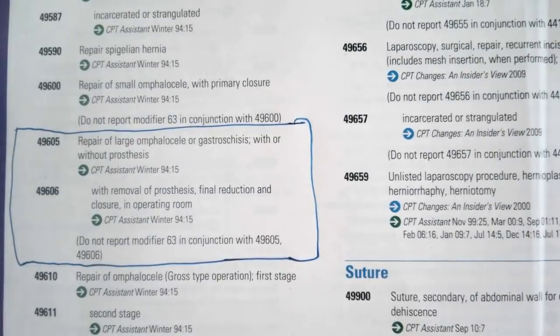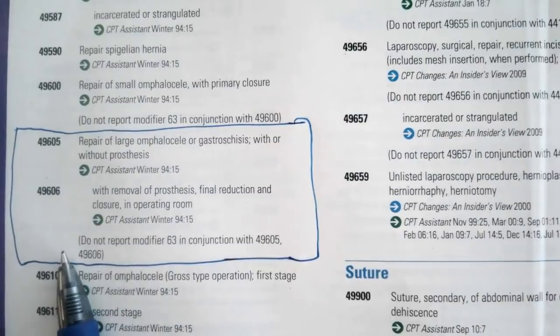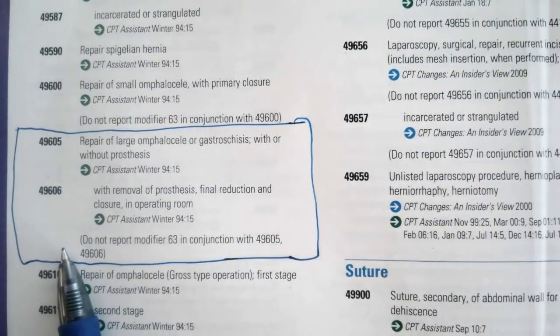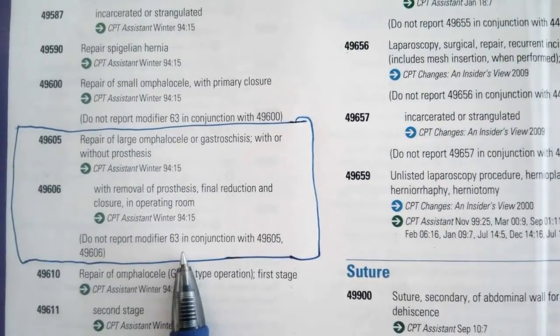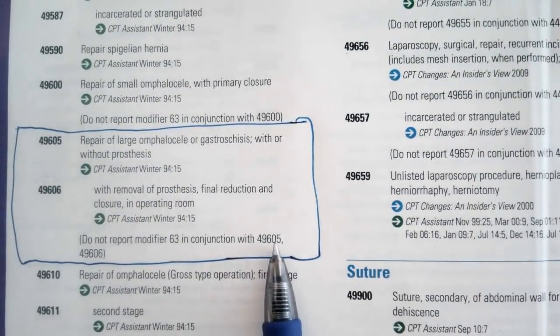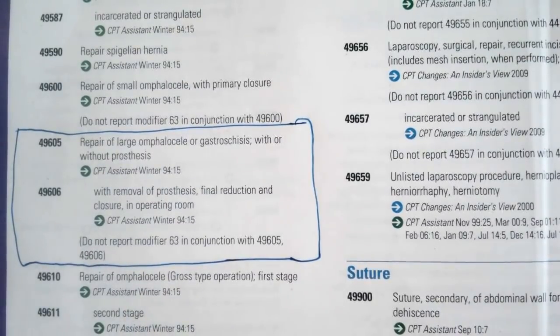Oh, guys, two more things I want to show you, then we'll be done. Remember I told you that at the beginning of each section, you have what are known as subsection notes. And I mentioned that throughout the section itself, you would see additional notations. Here's one. This is known as a parenthetical note, which basically gives you some information about the codes above it. In this particular case, you are told, do not report modifier 63 in conjunction with this code or this code. That means you cannot report that modifier with either of those codes.